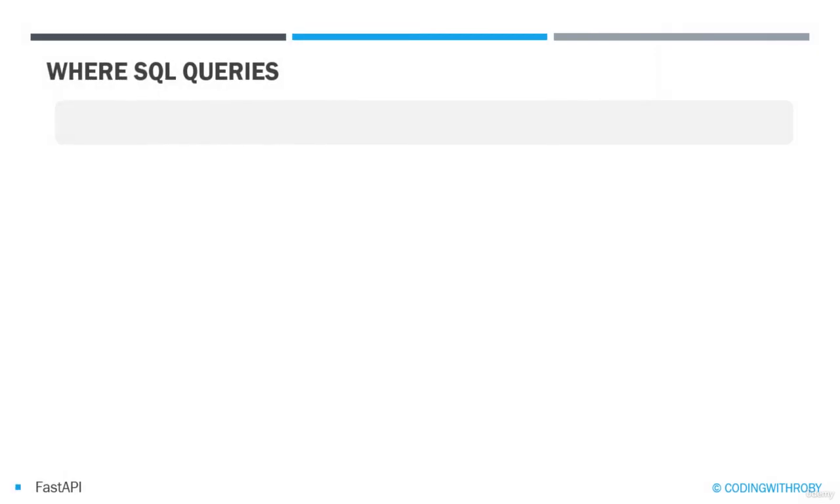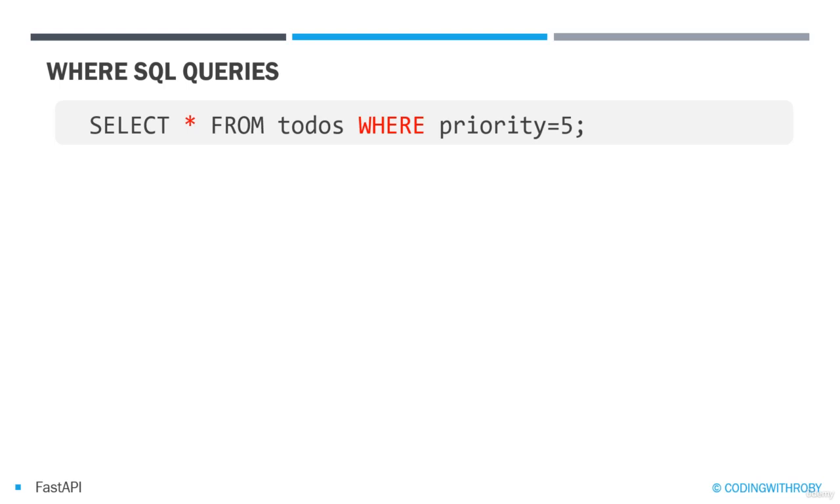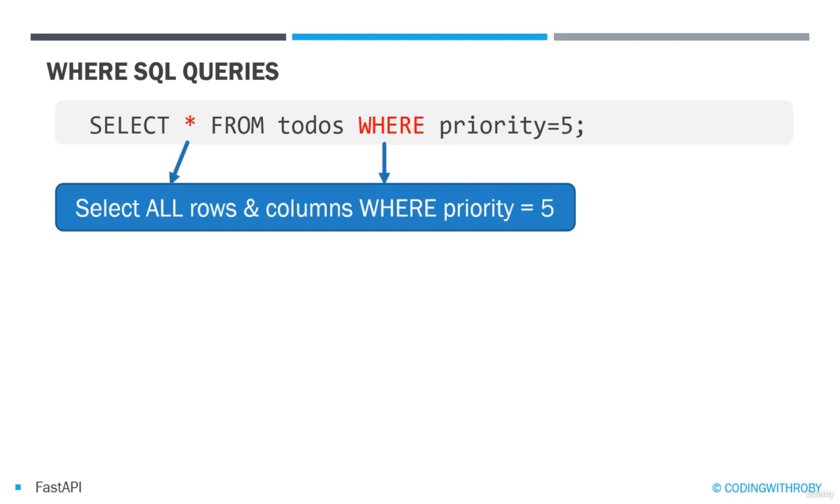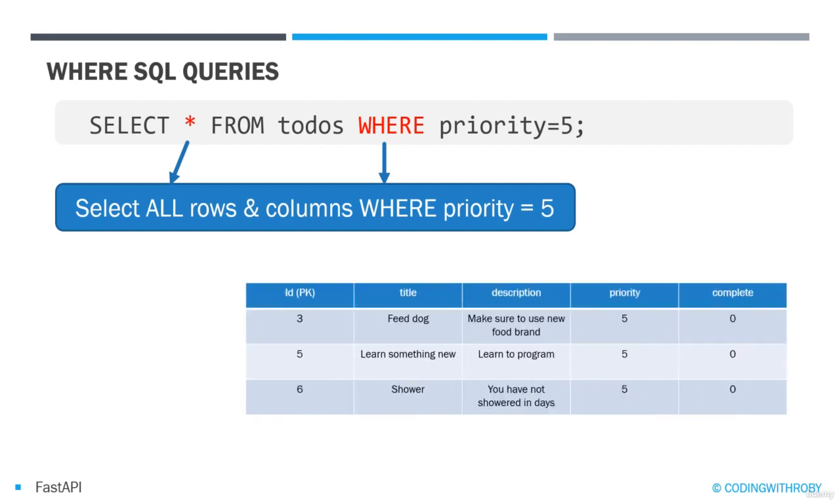Okay, remember when we wrote select asterisk from to-dos and we returned all rows and columns from the table to-dos? This time, we will be writing the same thing. However, we'll be adding a where clause where the priority of the record must be equal to 5. This means we are selecting all rows and columns where a priority is equal to 5. Therefore, when we run the SQL statement, we will get only 3 of our 6 records returned. This is because only 3 of the records have a priority of 5. But we'll be getting all columns of each of these records.